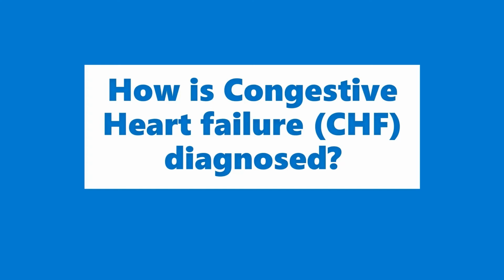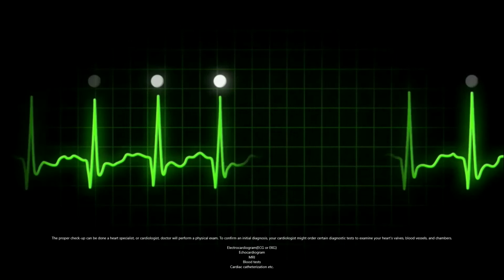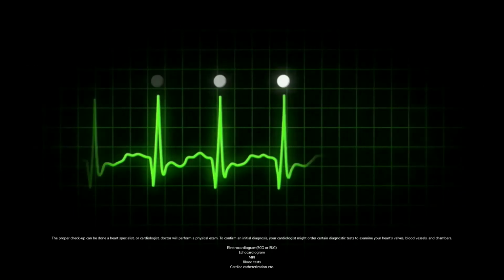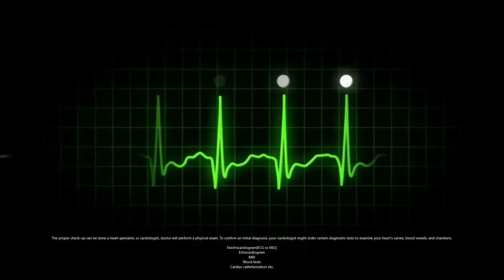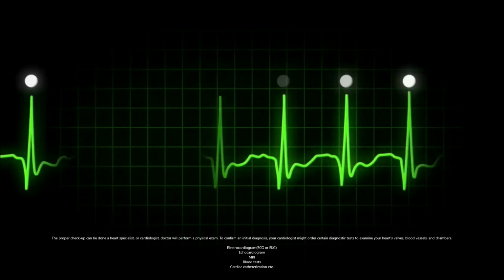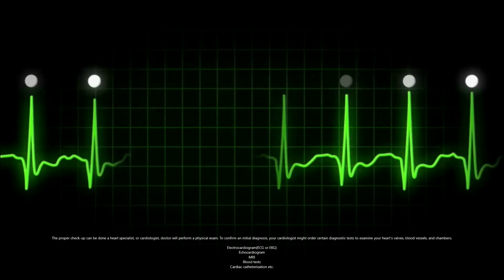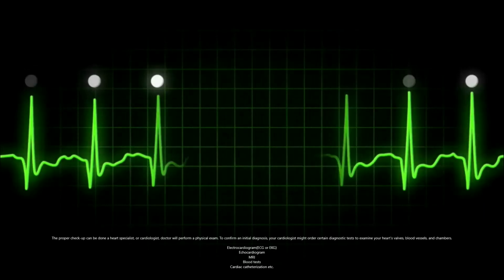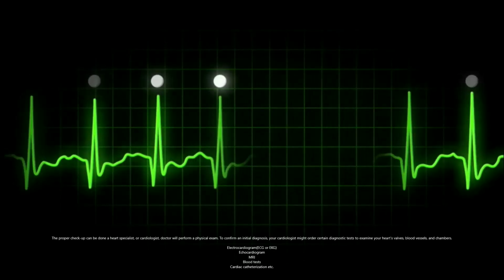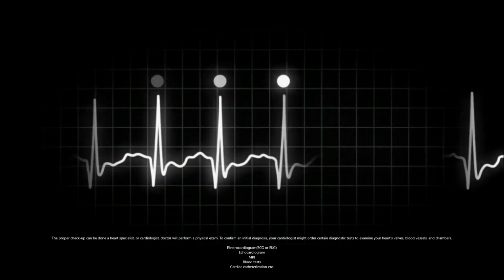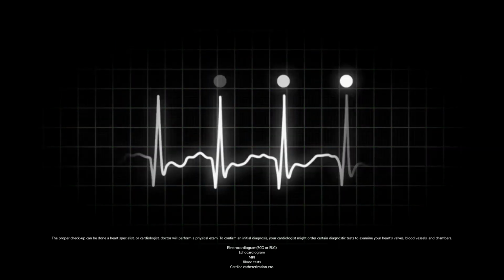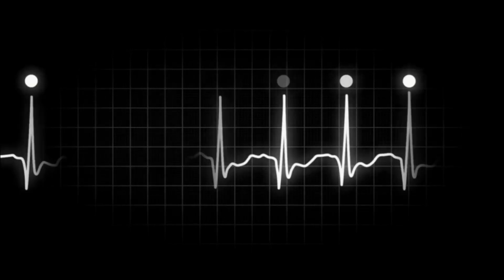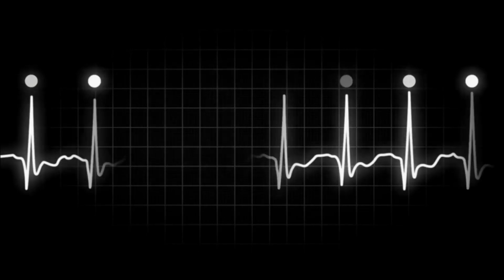How is congestive heart failure, CHF, diagnosed? A proper checkup can be done. A heart specialist or cardiologist will perform a physical exam. To confirm an initial diagnosis, your cardiologist might order certain diagnostic tests to examine your heart's valves, blood vessels, and chambers. Electrocardiogram, ECG or EKG, echocardiogram, MRI, blood tests, cardiac catheterization, etc. can be done.